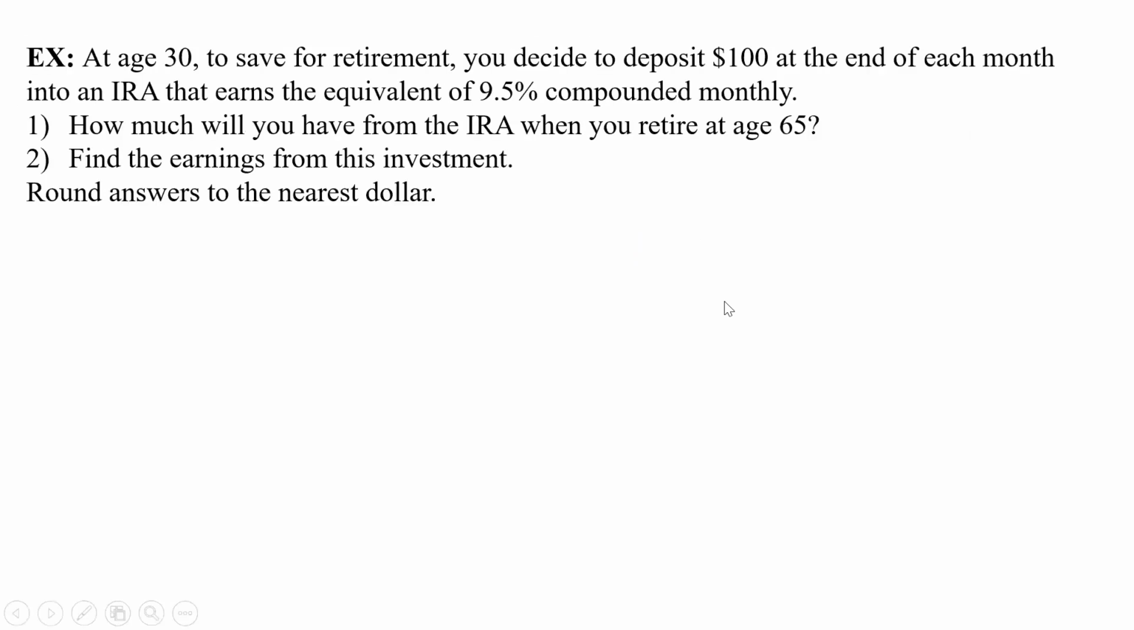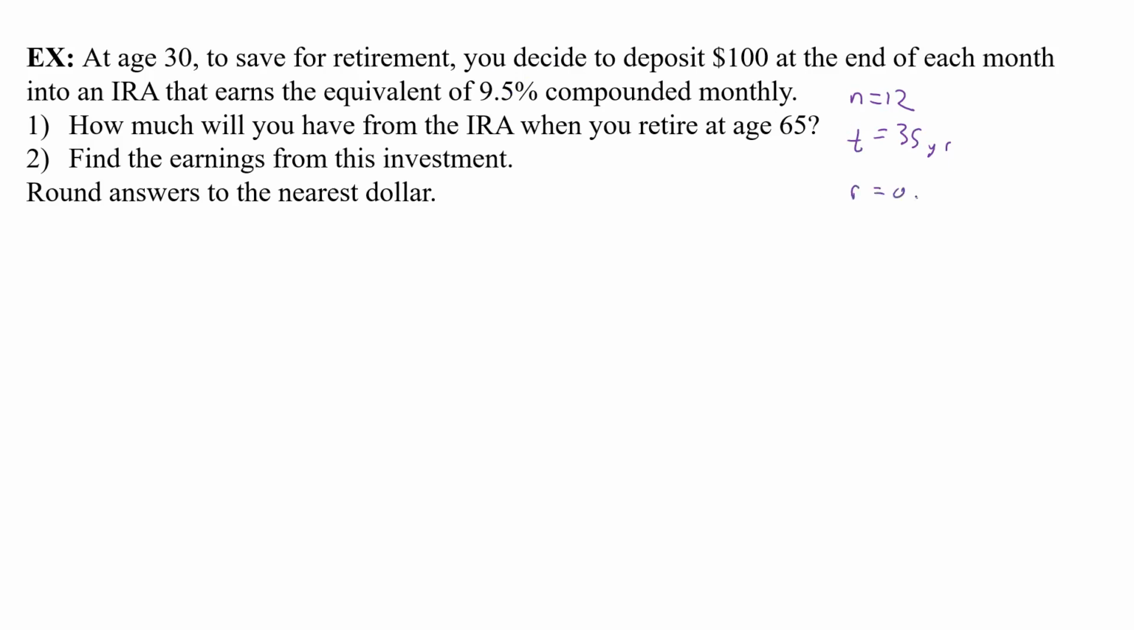So with that said, let's say at age 30, to save for retirement, we decide to directly deposit $100 at the end of each month into an IRA that earns the equivalent of 9.5% compounded monthly. If it's monthly, guess what that means? That means N is equal to 12. Now, how much will you have from the IRA when you retire at 65? Well, 65 minus 30, so T is equal to what? 35 years.